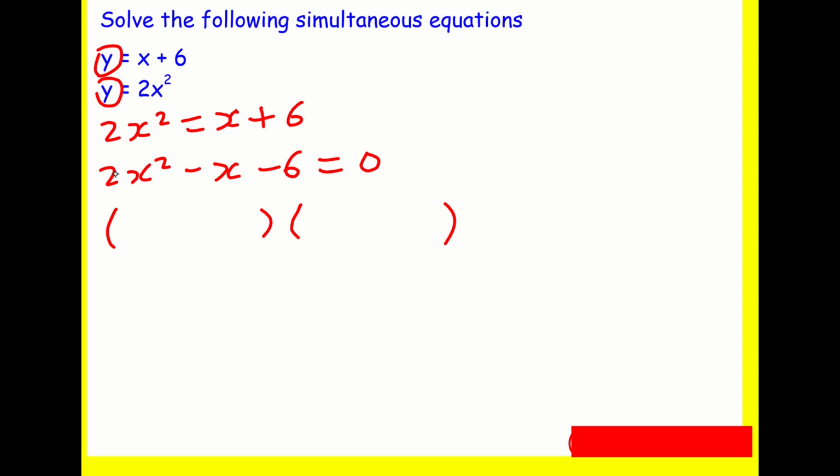So if this is going to factorize, the only things I can put in the brackets would be 2x and x to get my 2x squared. Of course, it could be the other way around, but let's do it like that. And now I need two numbers that multiply to give -6, but they don't add to give -1. It's an interesting take now, because it's going to be 2x times a number and x times a number that are going to give me the -x. So how do we deal with this?